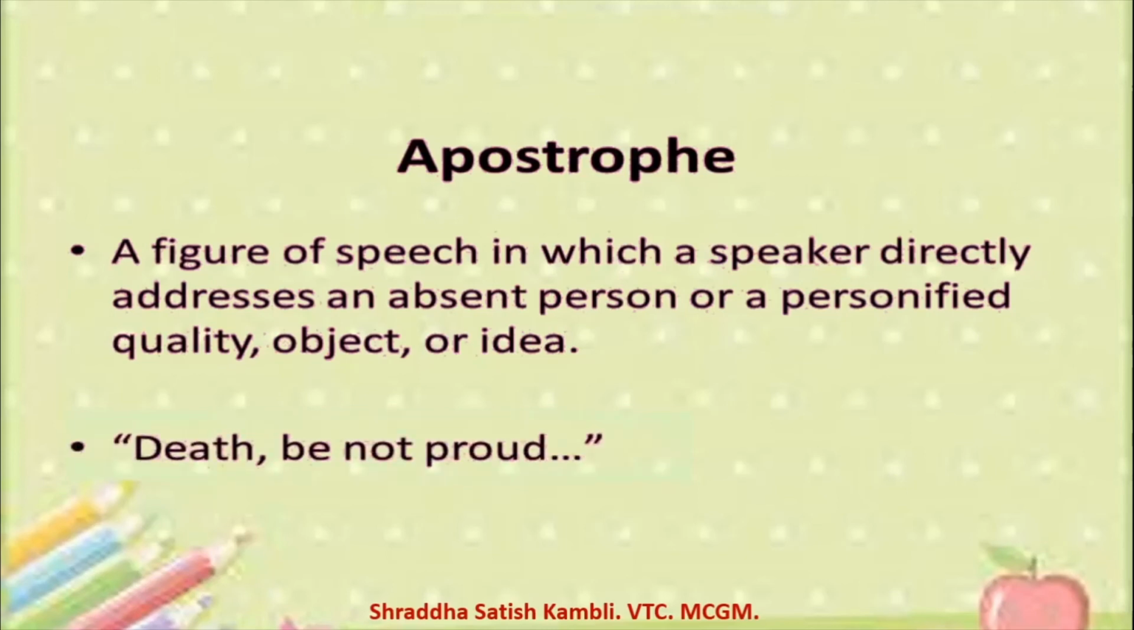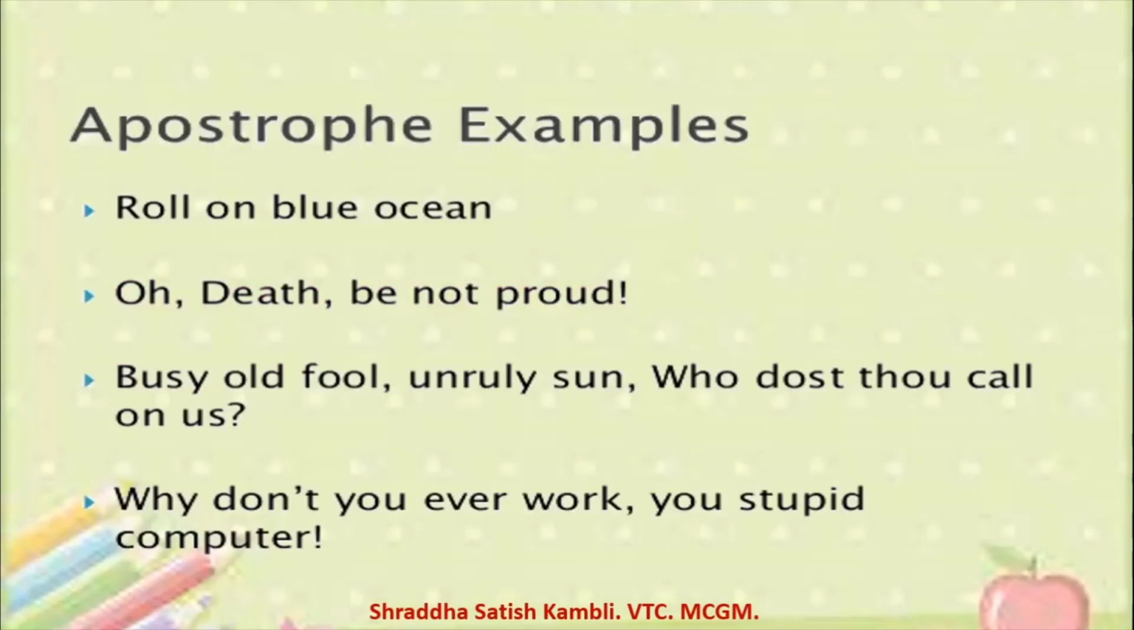Let's look at one more example. "Death, be not proud." Who are you talking to? You're talking to death. So is death a person whom you can talk to, or converse with, or whom you can give some instruction or advice? No. But here when you say death, be not proud, you are looking at an example of apostrophe where the speaker is speaking to a person or an idea, that is death, which is not at all there with him.